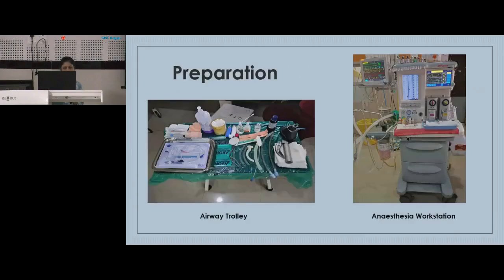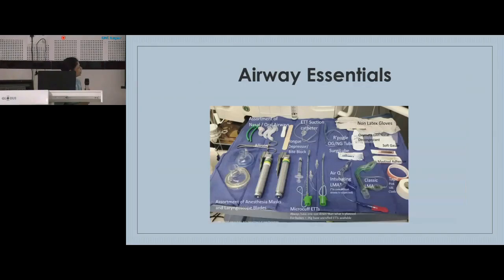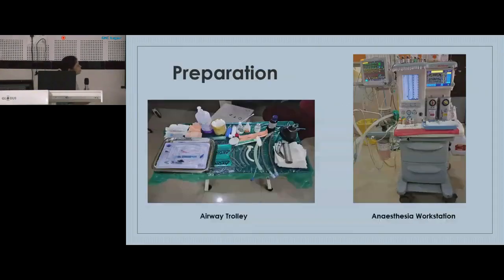On the day of surgery, check the NBM status and check for the consent. Now we need an anesthesia machine or workstation for giving anesthesia, and there should be an airway trolley and it should have an endotracheal tube, laryngoscope, supraglottic airway, oral and nasal airways, then stylet, suction. The machine should have oxygen, nitrous oxide, vaporizers for administration of volatile agents, and a monitor should be available.